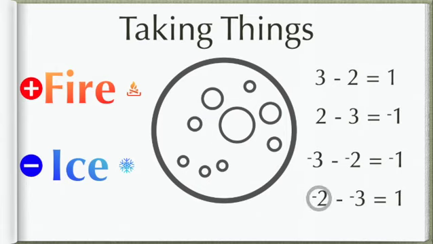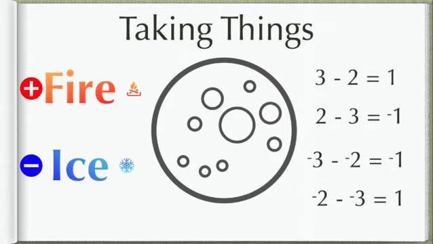What about if I start with 2 ice and I want to take away 3 ice? Well, something similar happens. There's my 2 ice. To take away 3 ice, I have to add in that 0 pair, a fire and an ice. So I put it in the pot, and then I take away the 3 ice, and I'm left with 1 fire, which leaves it as a positive 1.